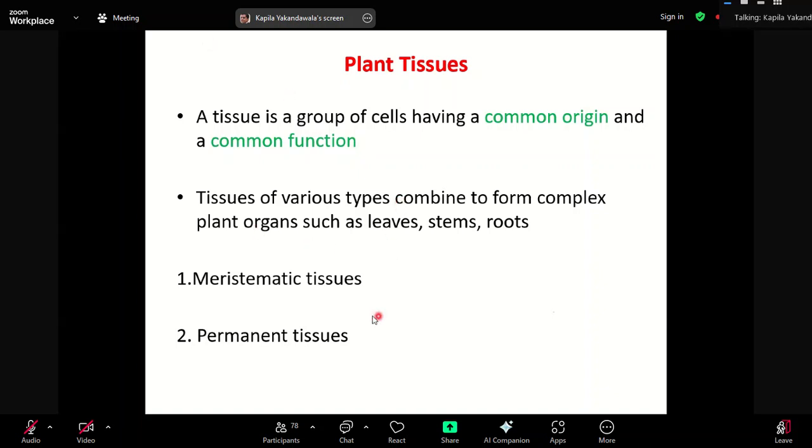So there could be different tissues, meristematic tissues and permanent tissues. Permanent tissues means they do some permanent work. Meristematic tissues means they are always dividing.